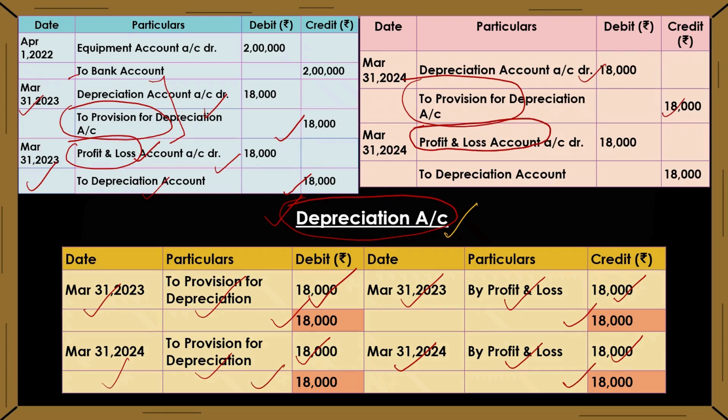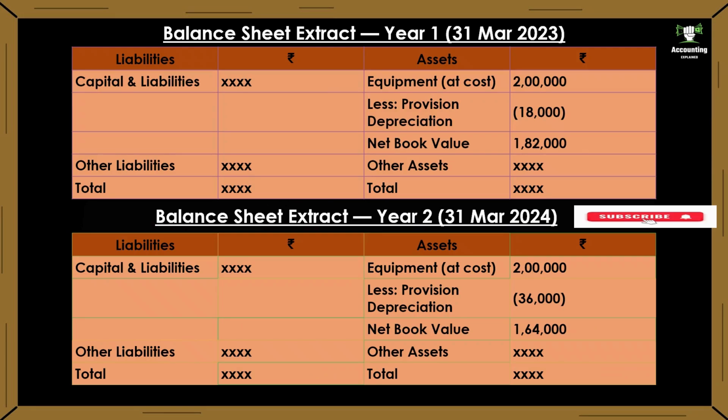As asked in the question, we are going to do the balance sheet extract for year 1, that is March 31, 2023. So on the left side it is liabilities, on the right side it is assets. On the liability side we have capital and liabilities, other liabilities and total. On the asset side, only the equipment will be taken. Equipment at cost is 2 lakhs. And we had a balance of 18,000 in the provision for depreciation on the credit side. If you want, you can refer to the provision for depreciation account. As I told you, provision for depreciation will be deducted from the equipment account. So deducted from the equipment account 18,000. Now you have a net book value of 1,82,000 in the balance sheet.